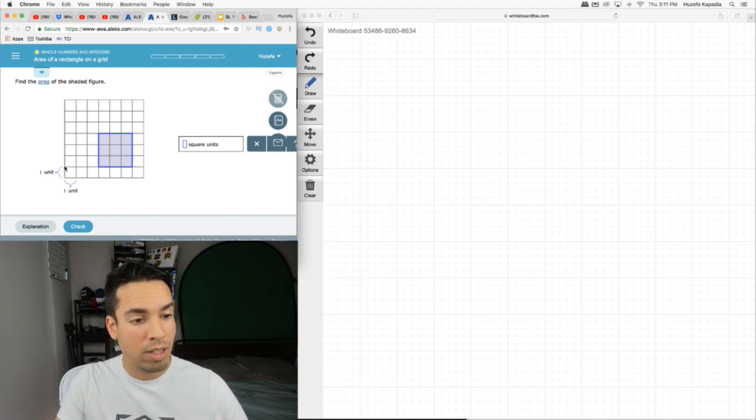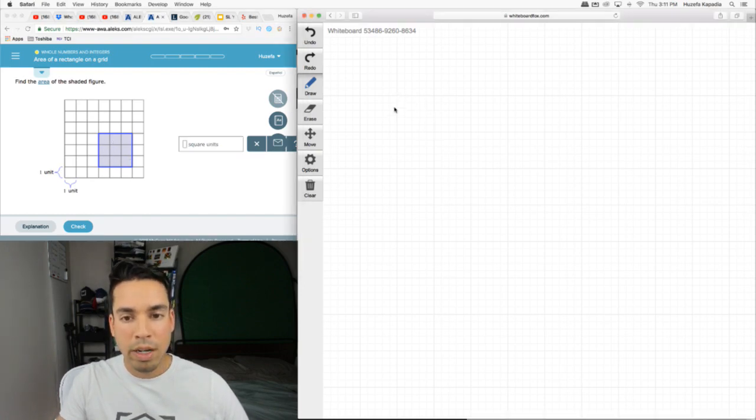1 square unit is literally a square that measures 1 unit all the way around. So one of these little squares is literally 1 square unit. So what is the measure of this guy? Well, how many square units are inside? 1, 2, 3, 4, 5, 6, 7, 8, 9.